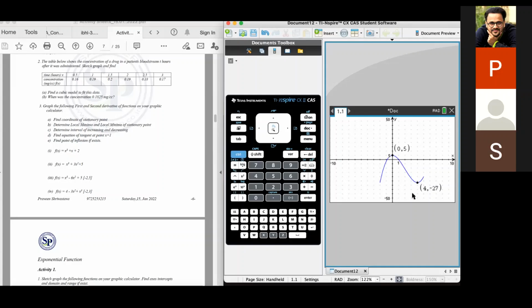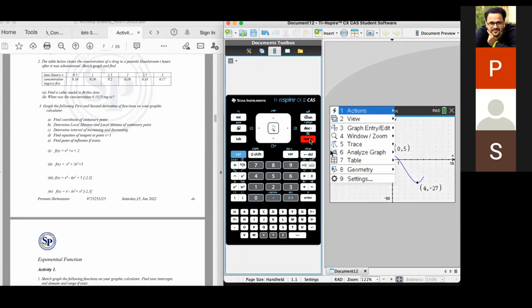Another thing here is that the lowest point of the curve, meaning the lowest value of y, is at 4 comma minus 27. Hence this point is also considered your global minima. And the point 0 comma 5 is the highest point and highest value of y, so this point is considered your global maxima. The last thing that remains is that since the curve is changing, your point of inflection will exist in this place.